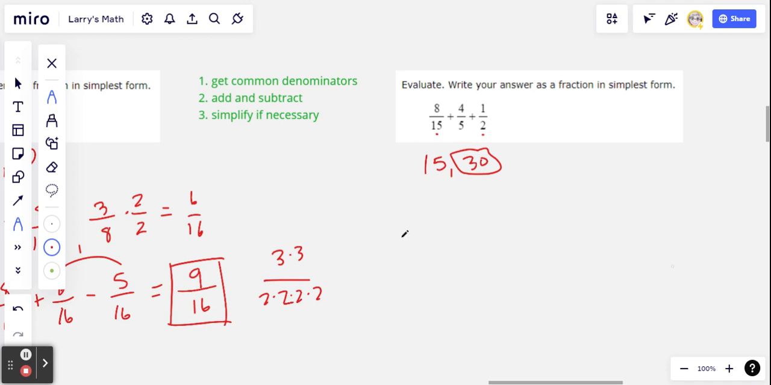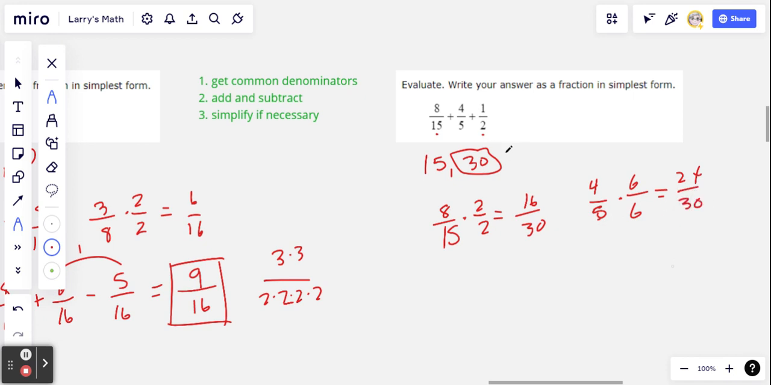All right, let's convert these things. What do I have to multiply 8 over 15 by to get to 30? Well, the version of 1 I'm going to use here is 2 over 2, because on the bottom, 2 times 15 is 30. On the top, 8 times 2 is 16, so that's 16 thirtieths. Let's try 4 fifths. And what am I going to multiply here to get 30? Well, I need a 6, so I'm going to multiply by 6 over 6. On the top, 4 times 6 is 24. On the bottom, 5 times 6 is 30. So there's my 4 fifths.